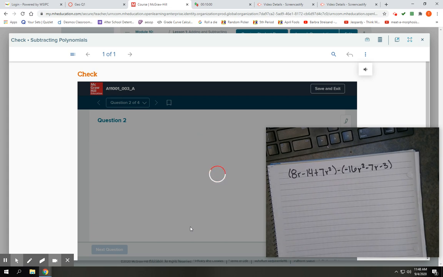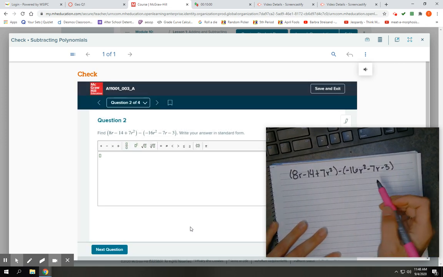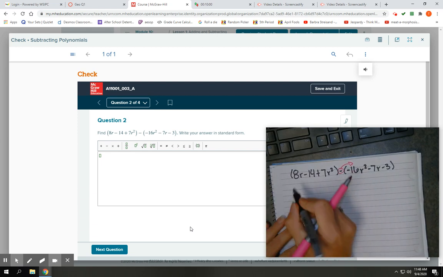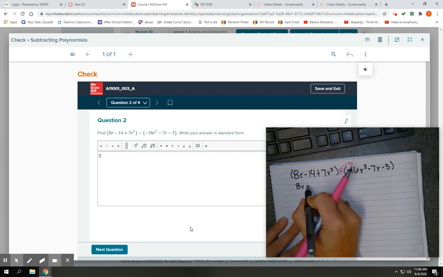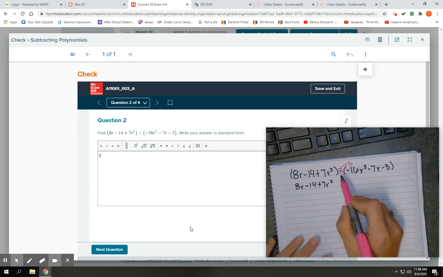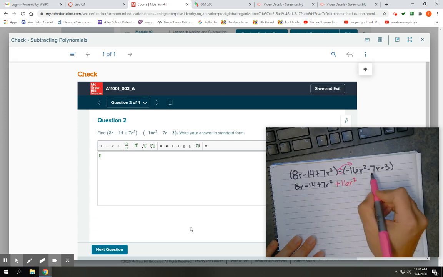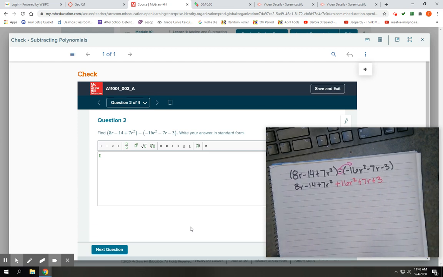8r minus 14 plus 7r squared minus the quantity negative 16r squared minus 7r minus 3. So again, that's going to change everything in there. The first part stays the same, 8r minus 14 plus 7r squared. But then this negative makes that 16 become positive, makes this one become positive, and makes that one become positive. Okay. Negative and a negative makes a positive.